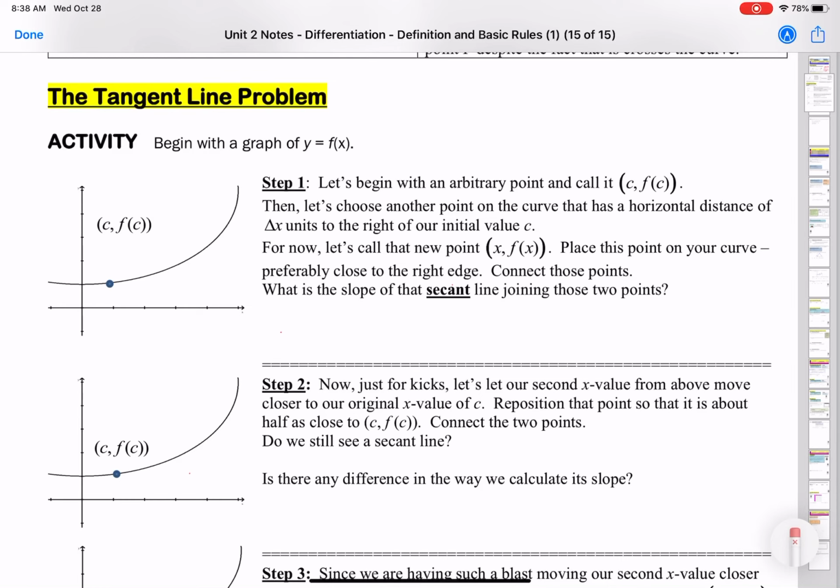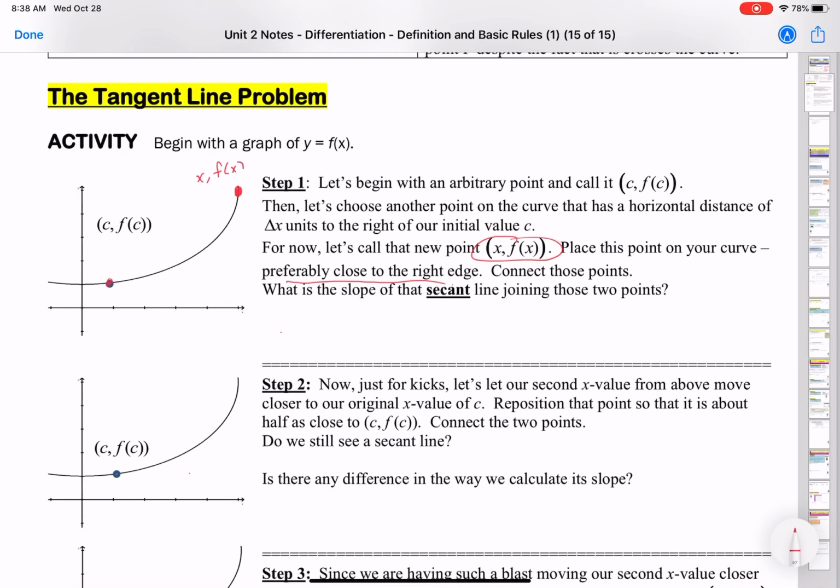So it's already graphed that for us. That's this point right here. Then let's choose another point on the curve somewhere to the right of that point. And it said preferably close to the right edge. So just pick a point somewhere over here close to the right edge and put another point. And it says we're going to call that point x, f of x.